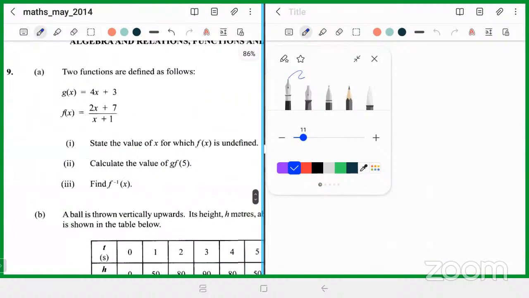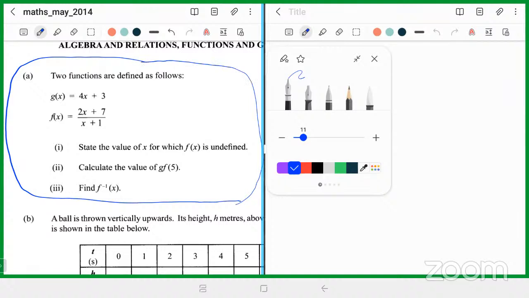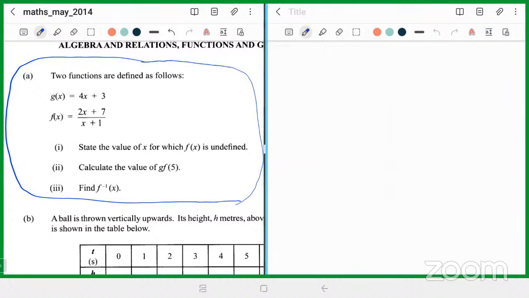This question right here, guys. That is it, all right? That's what we're doing. It says, give us those two functions, g of x and f of x. And this is the f of x rational. It says, state the value of x for which f of x is undefined. Same thing again, part one.